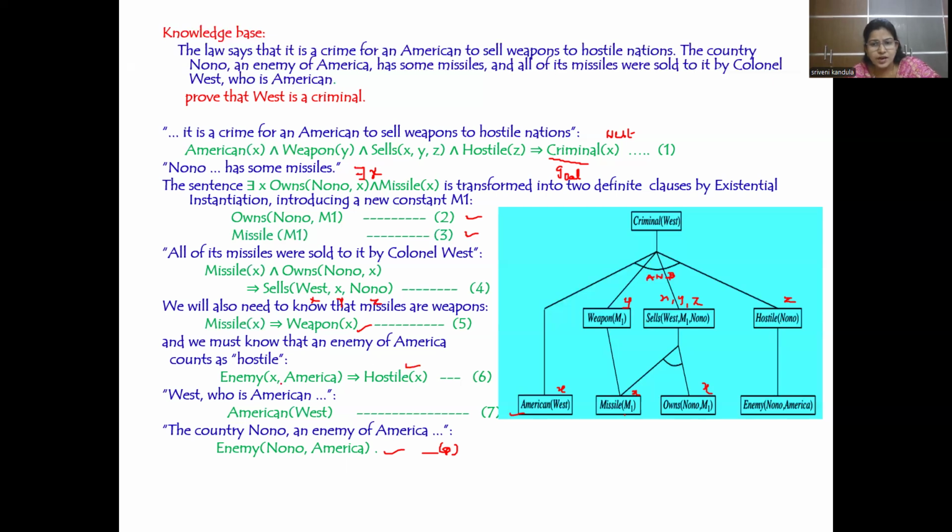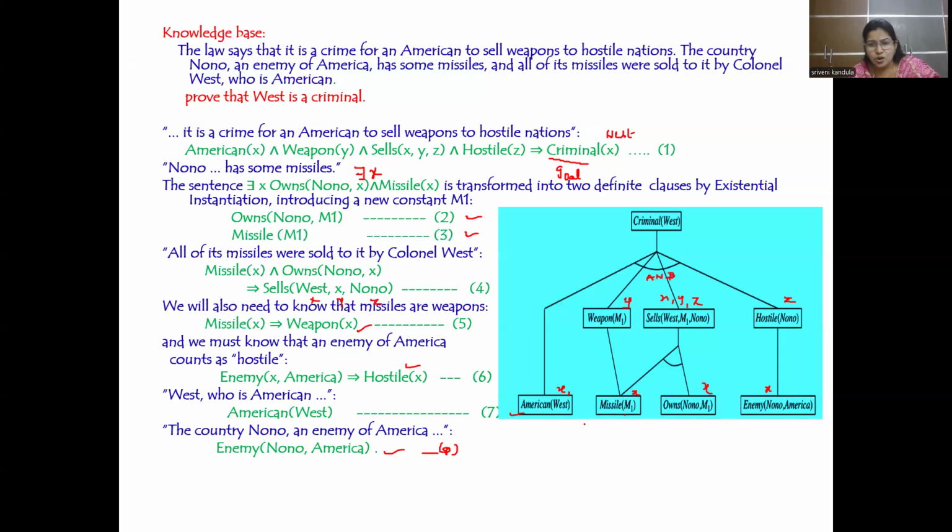Associated with this, the left hand side part is enemy of X comma America. Enemy of X comma America. So from here, in place of X, I have Nono. The same thing I'm substituting here. And here, I want to prove criminal of West, so my X is standing for West here. And then missile M1. This I will be back substituting here in place of Y. I will be replacing that with M1. Then in owns, I have Nono comma M1, so this Y I am replacing with M1. And here in place of American of X, I have West. So that I am substituting here. And here already Nono is substituted.